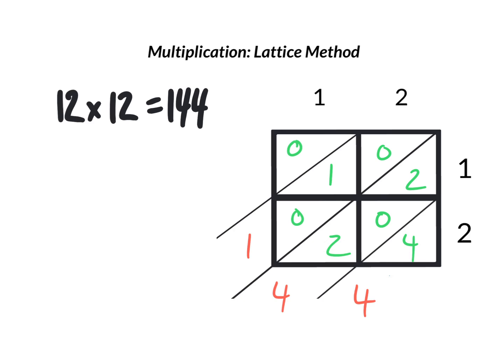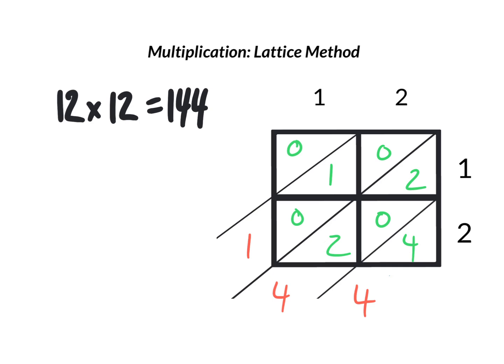Let's work through an easier example. We know that 12 times 12 is 144. So let's work through how we could use the lattice method to solve this number sentence. All right, in the top left-hand corner, we can see 1 times 1 is 1, so we put the 0 down and then the 1. 2 times 1 is 2. We put the 0 down and then we put the 2 in the bottom of the box.